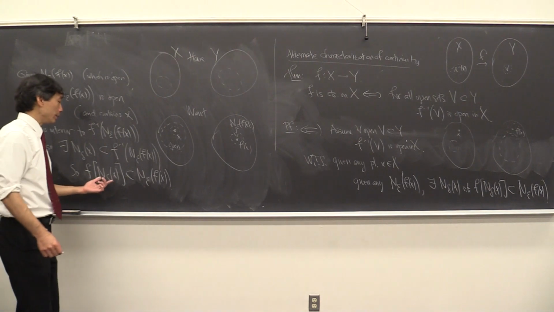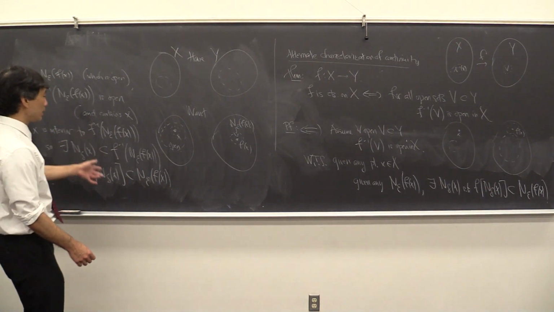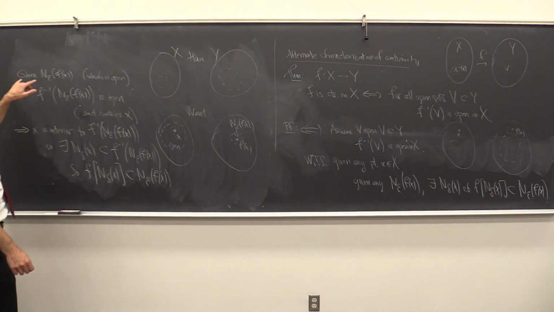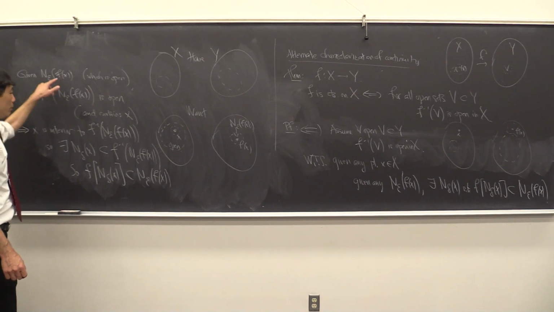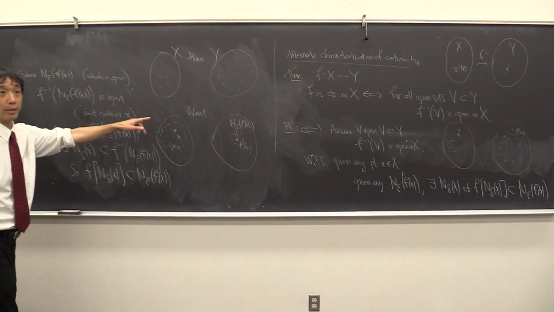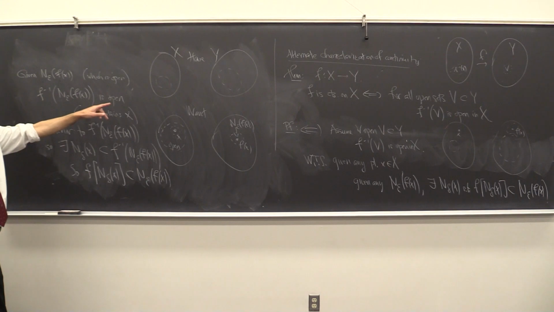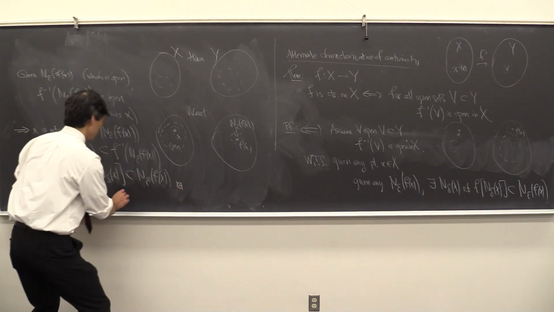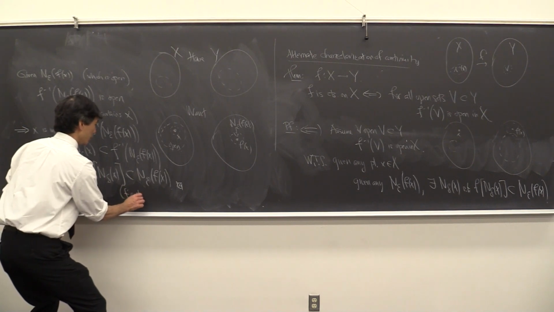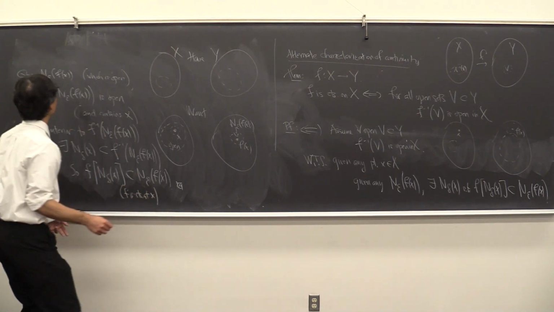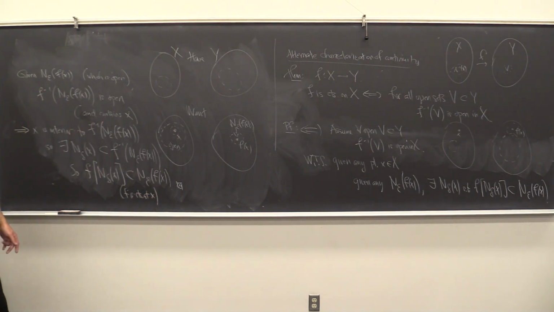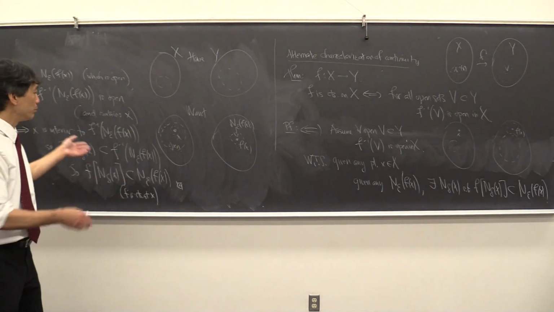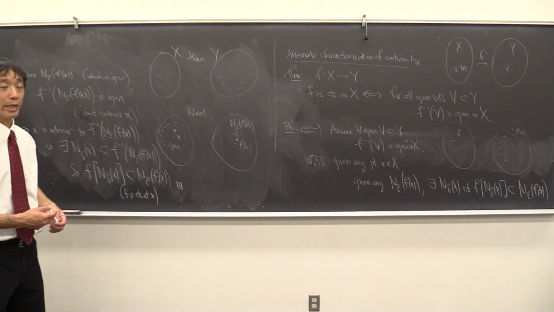And that's what we wanted. That's continuity. We started off with an epsilon neighborhood, we found a delta neighborhood that was mapped inside it. Okay, done. So F is continuous at X. And X was arbitrary, so we've got continuity everywhere.